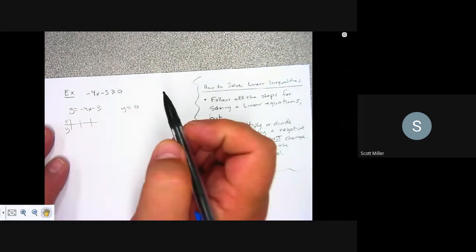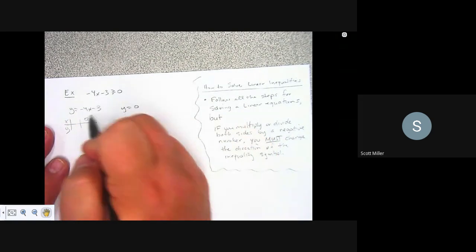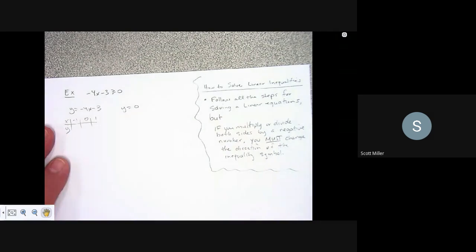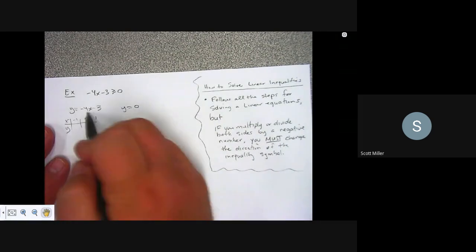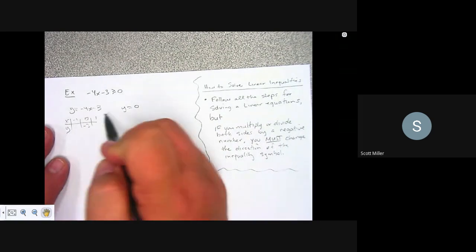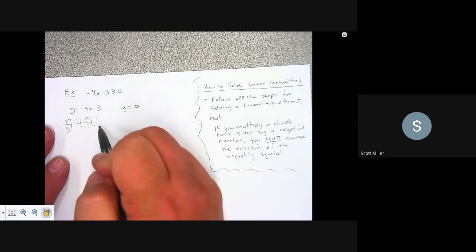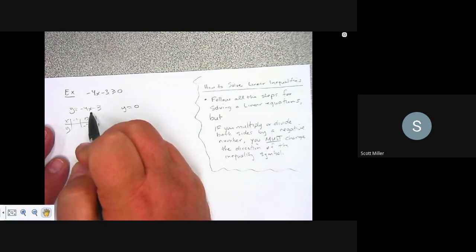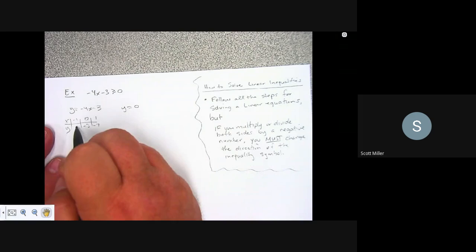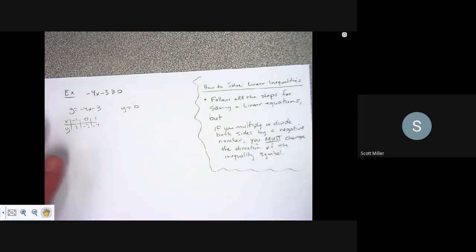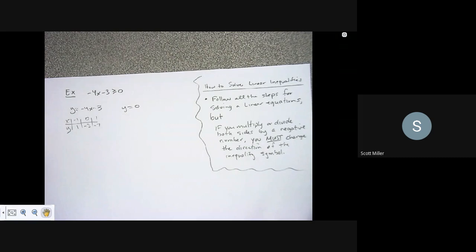The whole point is to find 3 points. If I plug in 0 and then a 1 and then a negative 1, let's see what we get. Plugging in 0 gives me negative 3. Plugging in a 1 gives me negative 7. And plugging in a negative 1 gives me a positive 1. So let's go graph that out. Let's see where this thing has the boundary point.